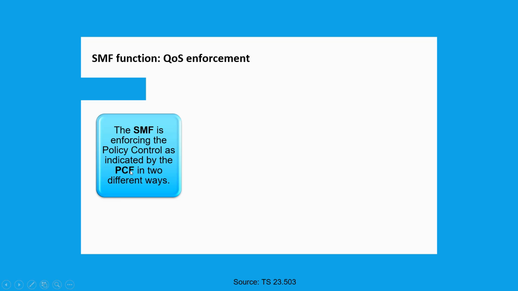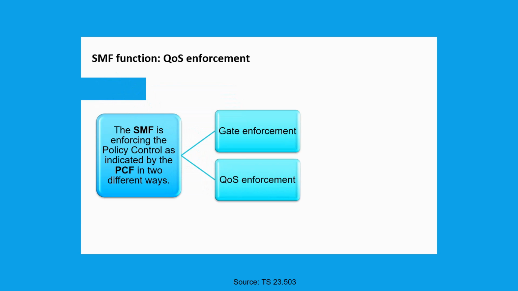These rules can be enforced in two different ways. The first one is by gate enforcement. In gate enforcement, the SMF should instruct the UPF to allow a service data flow. This means implementing policy control on UPF flows only if the gate is open. The second way is QoS enforcement. In QoS enforcement, we again have three scenarios. The first one is based on 5QI.